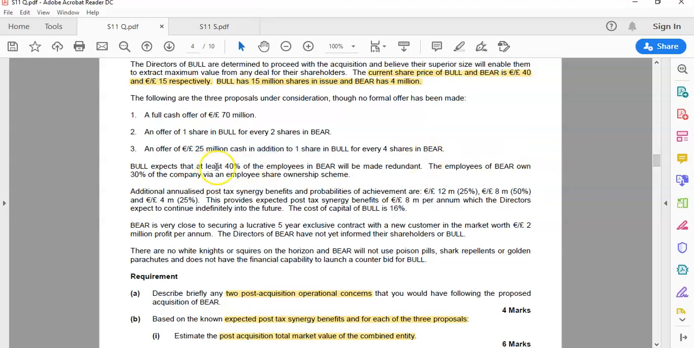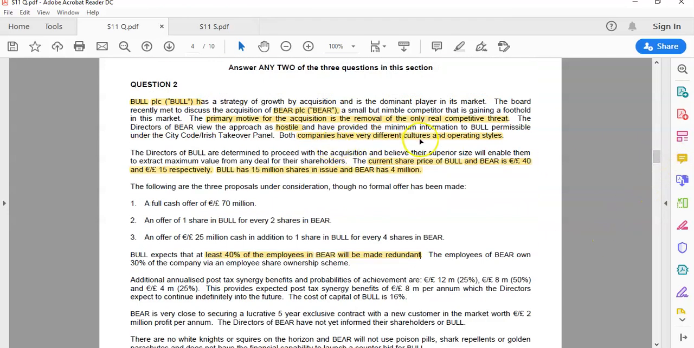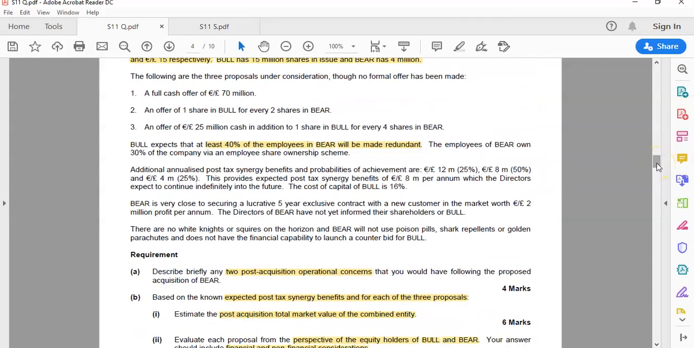Bull expects 40% of employees to be made redundant. Again, that is something else that you're going to put in as a post-acquisition operational concern. They should be jumping on it. If you're making 40%, 4 out of every 10 employees, redundant, that's going to have a huge motivational impact on your workforce. How are you going to manage your workforce post-acquisition? Who's going to be left? Who isn't going to be left? And you're going to have a very difficult culture to operate in as well. So not only will you have to try and merge the 2 cultures and operating styles, but you're going to have a very hostile environment when that many people are made redundant.